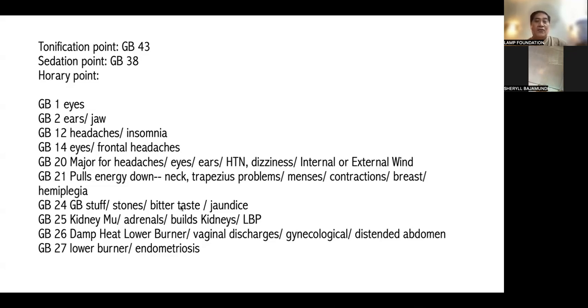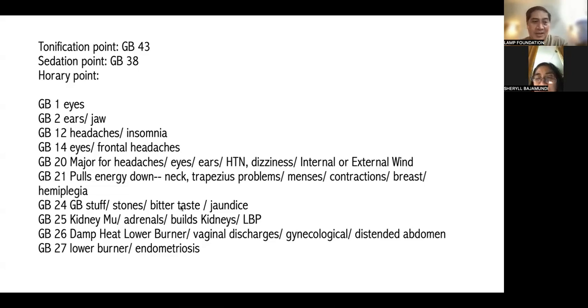Now, for gallbladder 24, we use this for gallstones. Kasi masakit, no? You can probably temporarily relieve the pain. For those with bitter taste, saka mag-jaundice na yung mukha or jaundice na yung mata. GB25 is the front view point of the kidney. Gallbladder 25. Actually, it's supposed to be the flank area, no? Okay, alam na alam yan. Pag meron kang kidney stones, masakit po yan dyan.